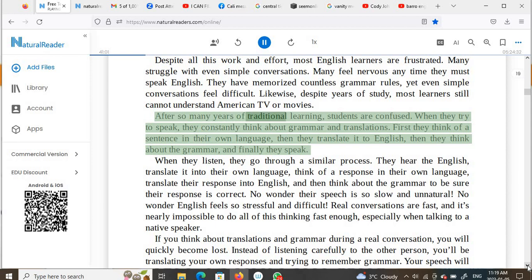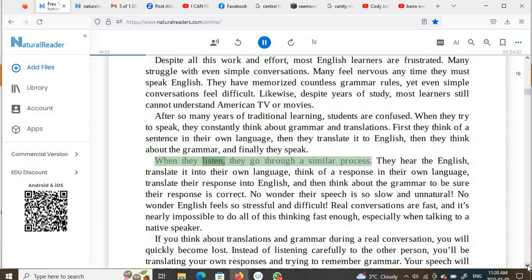After so many years of traditional learning, students are confused. When they try to speak, they constantly think about grammar and translations. First they think of a sentence in their own language, then they translate it to English, then they think about the grammar, and finally they speak.